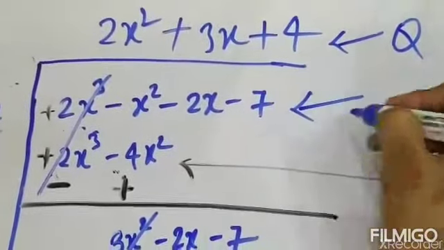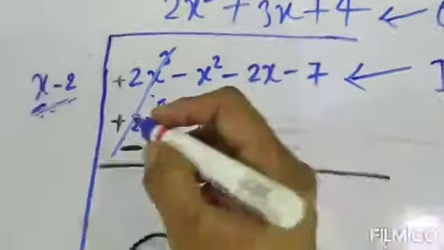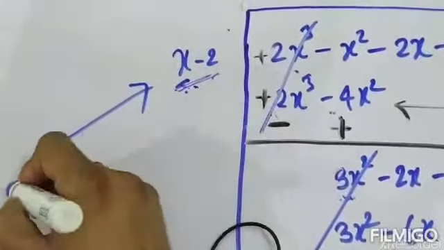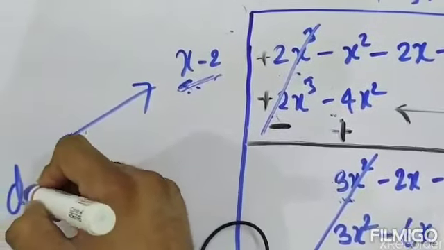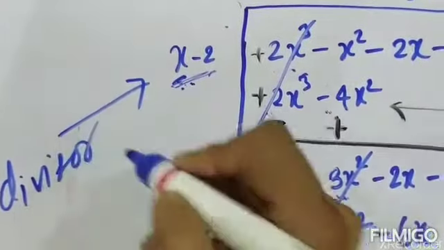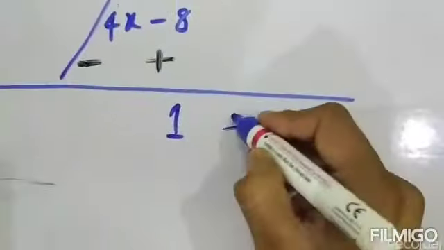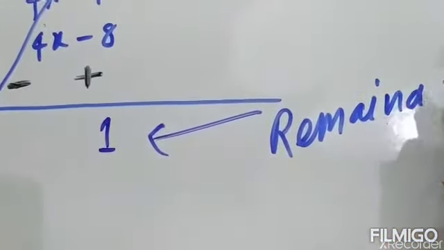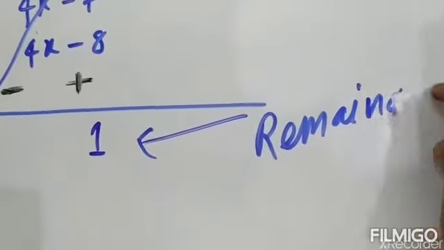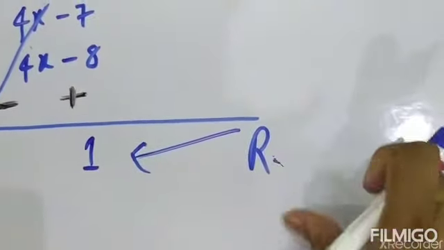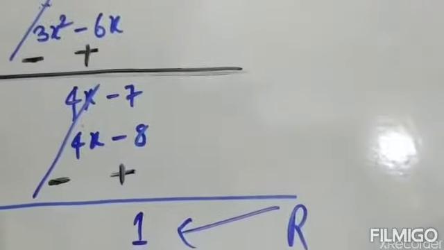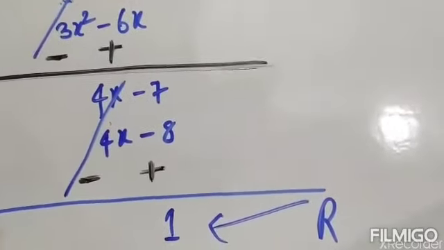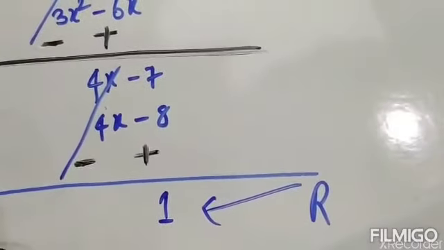And this is the dividend. And this is what? Divisor. This is divisor. And this is nothing but remainder. And you know how to verify by using the division algorithm. So I am going to verify now.